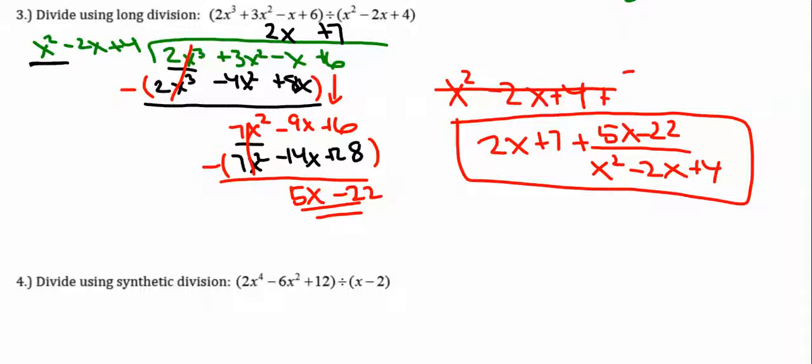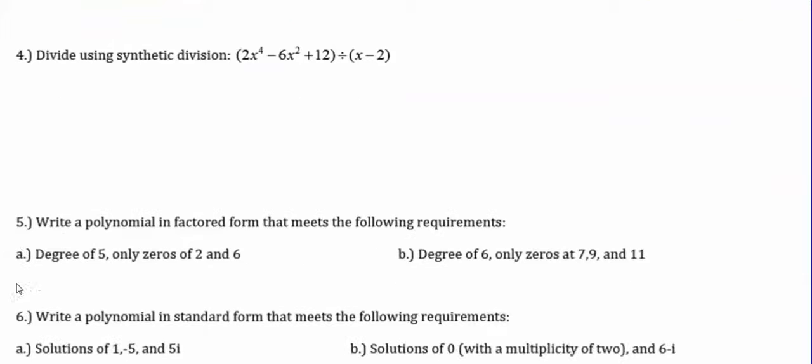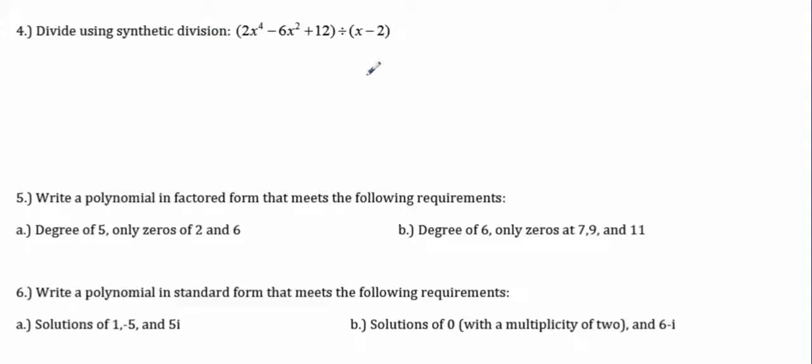All right, question number 4. Divide using synthetic division. Because they give us a factor, we have to set that factor equal to 0, and we get 2. So that is what we are dividing by. Again, every single power has to be accounted for. So 2, 0 for my x cubed, negative 6, 0 for my x term, and 12.